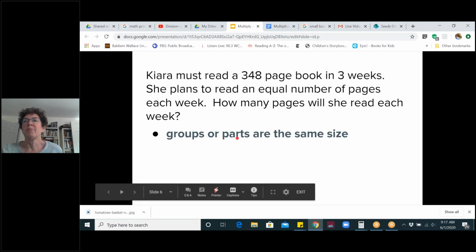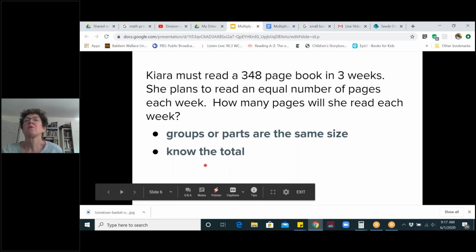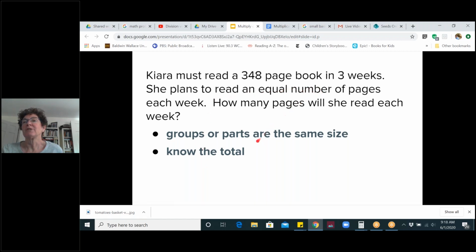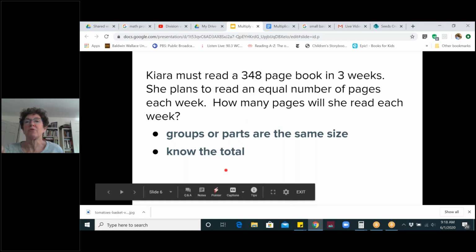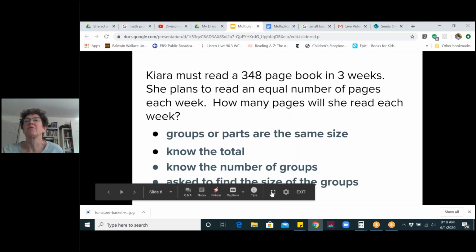So the groups, the parts, are the same size. So it's 3 weeks. It's not 1 week, 1 month, 1 year, 1 day. It's all weeks. I know that I'm also going to read an equal number of pages. So that's another way that these groups are the same size. I know that my total is 348. So I know the total. I know the number of groups, 3 weeks. And I'm asked to find the size of the groups.